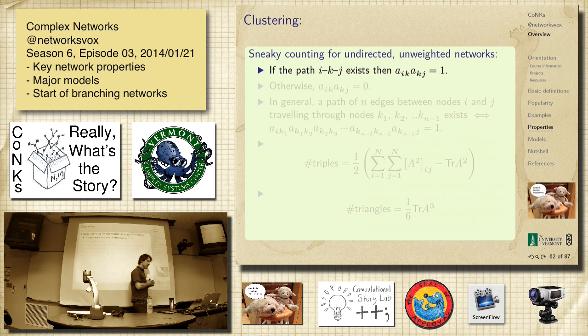Okay, let's see. So here's a little linear algebra. Linear algebra is awesome. Let us use it.